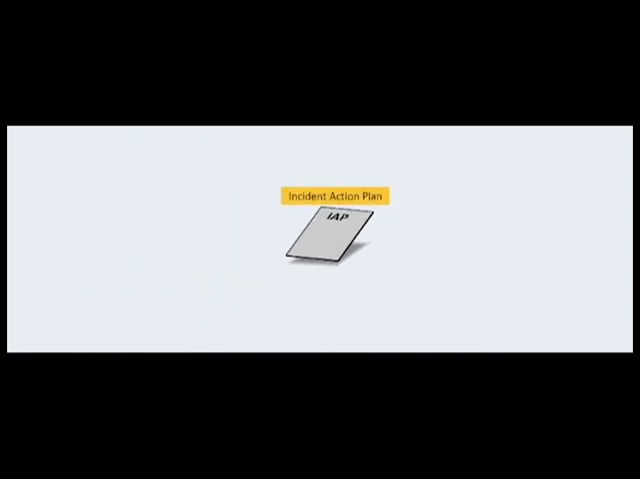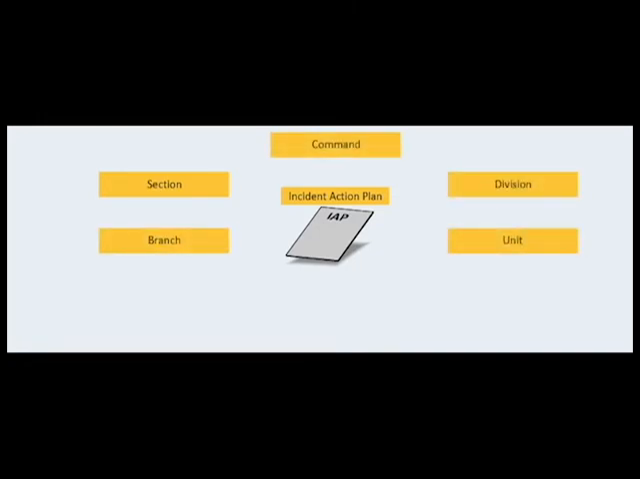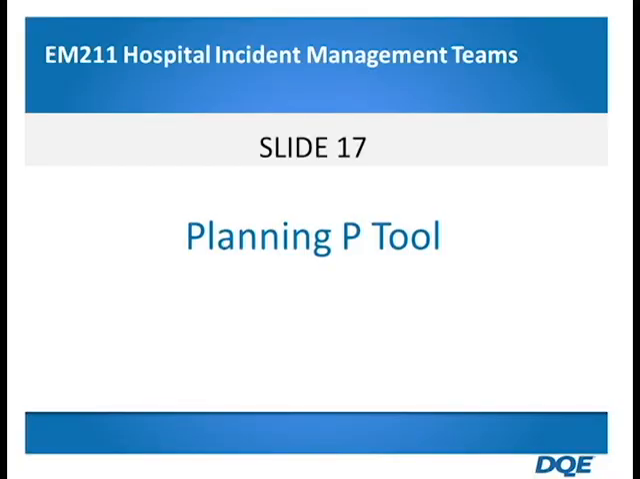Copies of the plan should be given to supervisory personnel at the section, branch, division, and unit leader levels, and all command staff and all section staff contribute to and use IAPs as part of their roles and responsibilities.